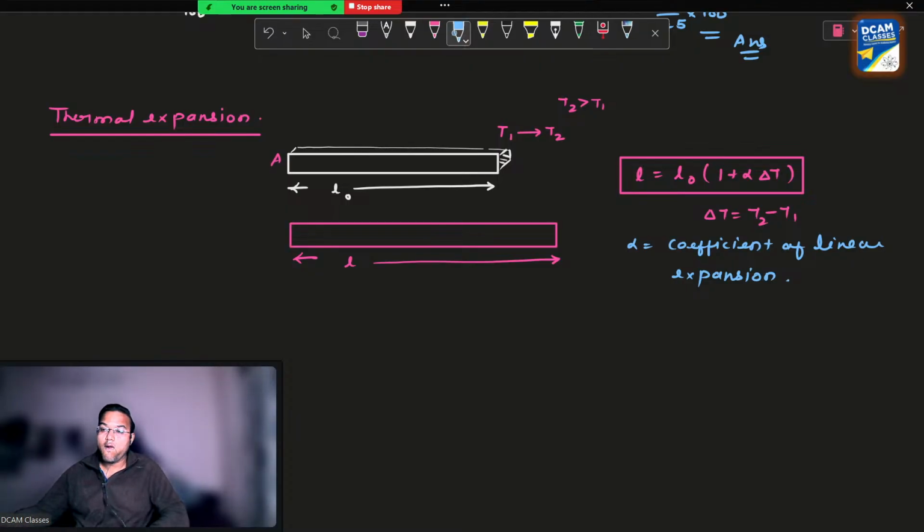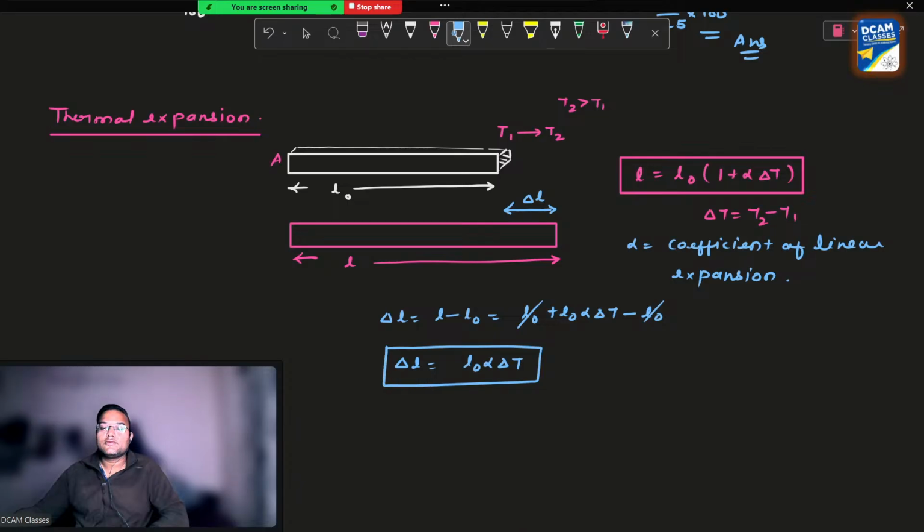Now, sometimes they actually ask you what is the increase in length, delta L. So delta L is L minus L naught. Using this formula, L is L naught plus L naught alpha delta T, minus L naught. Cancel it out. So the increase in length becomes L naught alpha delta T. This is the increase in length formula. It's not difficult, but it's better you remember this one, because if you remember this, sometimes problem solving becomes easy.